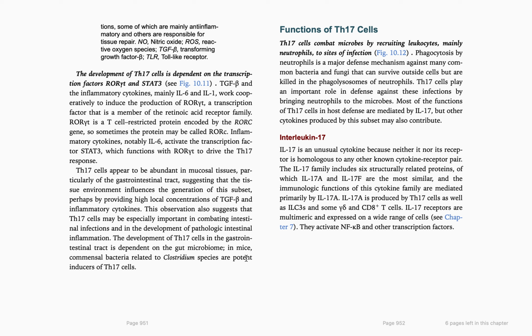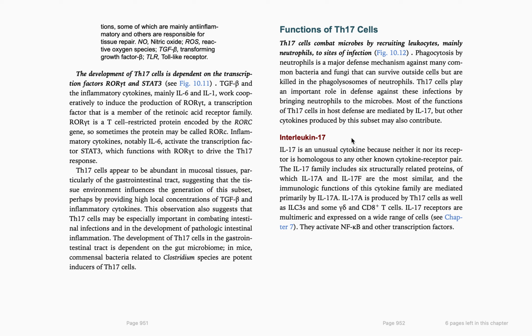Function of T helper 17 cells. The T helper 17 cells combat microbes by recruiting leukocytes, mainly neutrophils, to the site of infection. Phagocytosis by neutrophils is the major defense mechanism against many common bacteria and fungi that can survive outside cells but are killed in phagolysosomes of neutrophils. T helper 17 cells play an important role in defense against these infections by bringing neutrophils to microbes. Most of the functions of T helper 17 cells in host defense are mediated by interleukin 17, but other cytokines produced by this subset may also contribute.